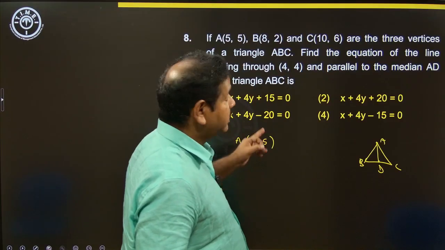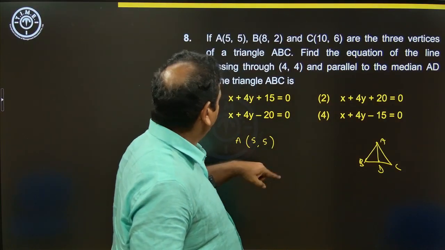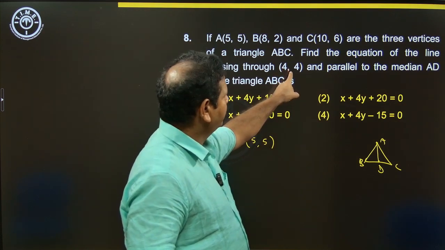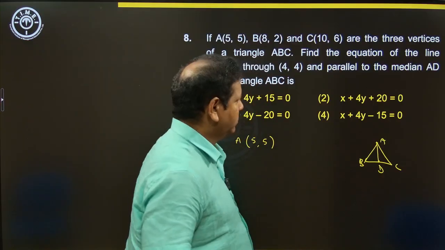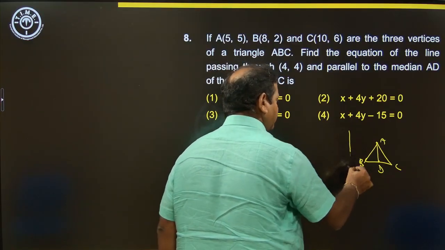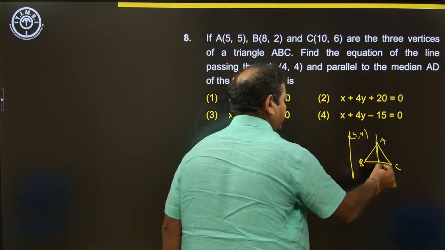See what is said in this? Required line. Manaku oka line equation kavali. That line is passing through 4 comma 4 and parallel to the median AD. AD ki parallel gundanta. Suppose ila undanuko, line passing through 4 comma 4 and parallel to the median AD. Think parallel undi kada.